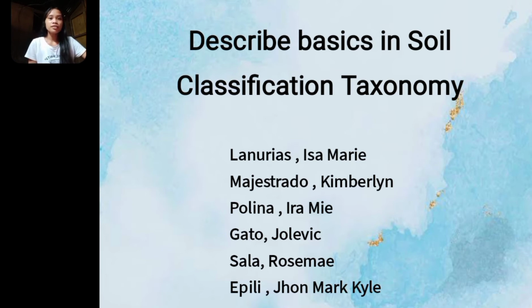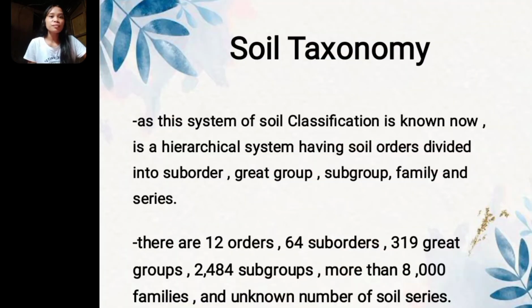Our topic is about describing the basics in soil classification taxonomy. Soil taxonomy, as a system of soil classification, is known now as a hierarchical system having soil orders divided into suborder, great group, subgroup, family, and series. There are 12 orders, 64 suborders, 319 great groups, 2,484 subgroups, and more than 8,000 families, and an unknown number of soil series.